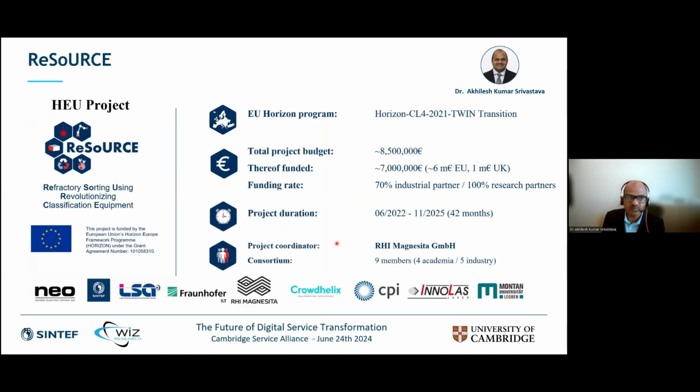Finally, the last example I would like to provide, now we are moving towards small scale factories. This project is called RESOURCE, the acronym for Refractory Sorting Using Revolutionizing Classification Equipment. The background is that we use, for example, glass, steel, and cement, which we can see everywhere in our daily life. These materials undergo high temperature processes.